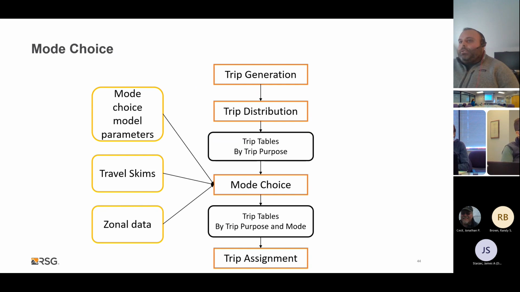Next, we're going to get into mode choice, and mode choice is the third step of the 4-step modeling process. It takes inputs from trip distribution, trip tables by purpose, and produces trip tables by purpose and mode. And other inputs usually include things like mode choice model parameters, travel time, and cost skims and zonal data such as parking costs and terminal times. So we have our mode choice model parameters. Those are the influencing factors of why you choose to take a mode.